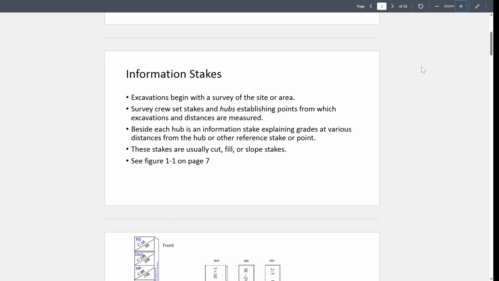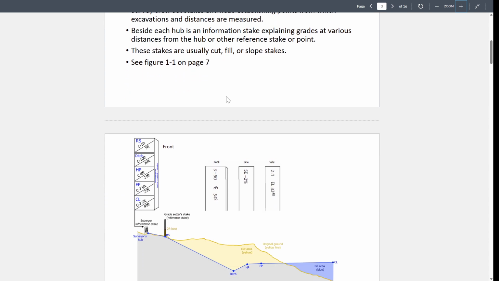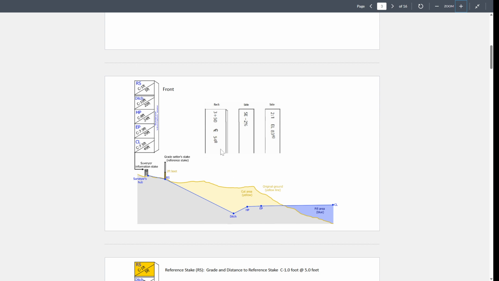Okay. So now you should be able to read it better. So again, the same thing I just said, go to page 7 if you want, if you have time, but not right now. So let's look here. What we're looking at right here is a stake, and it is the surveyor information stake. And this is what's on that stake. I'll get to that momentarily.